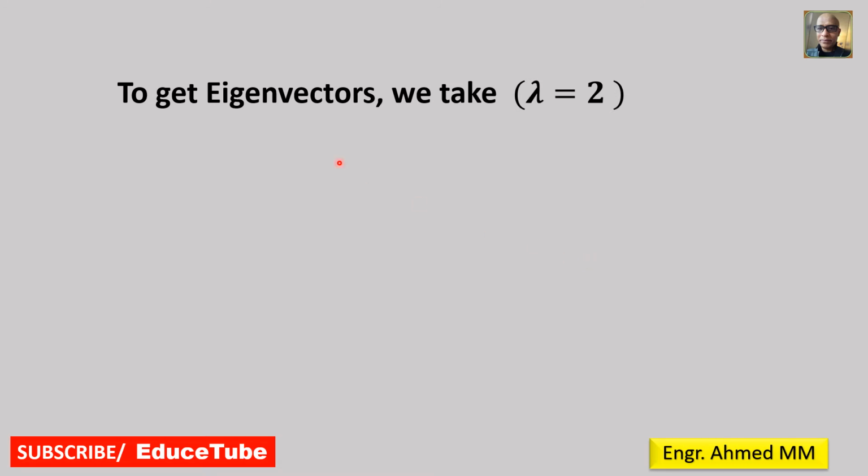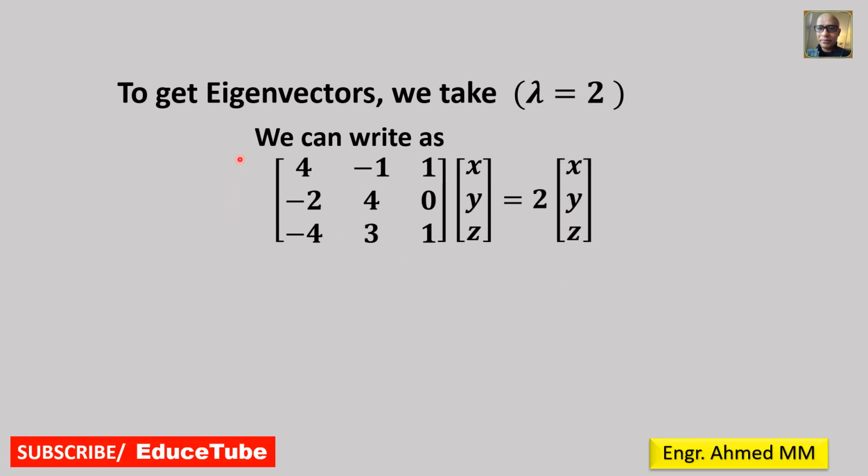First, we will take eigenvalue lambda equal to 2 to get eigenvectors. So we can write as this one. This is matrix M, this is X vector, this is also X vector. So our equation is M X vector equal to lambda X vector. Lambda value we put here as 2.